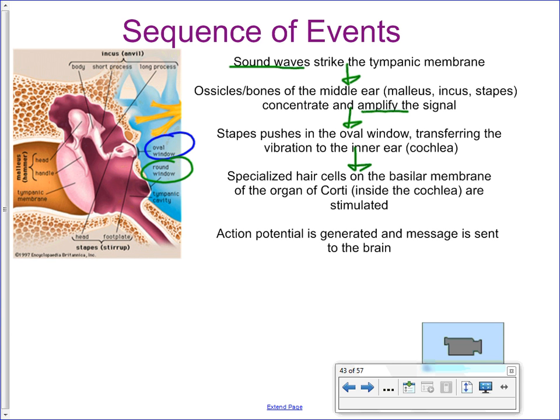And then within the fluid-filled cochlea, there are hair cells. These hair cells have hair or cilia sticking up into the cochlea, and they rest upon what is referred to as the basilar membrane. The actual sensory organ for these mechanoreceptors associated with hearing is called the organ of Corti. So now we've stimulated these cells in the cochlea. An action potential will be generated and a message is sent to the brain. And in the case of the brain, again, that is going to be the temporal lobe where that information is going.